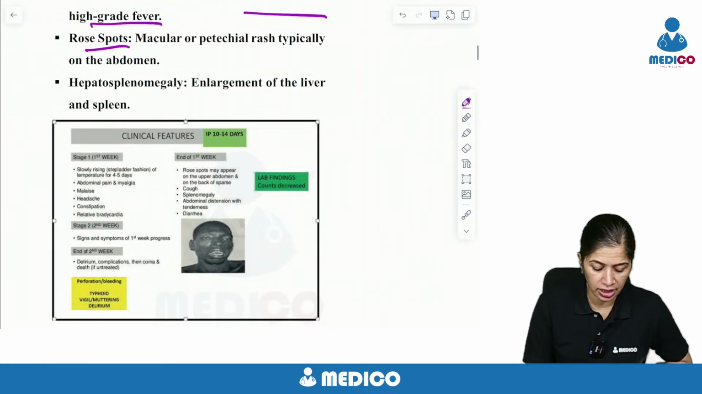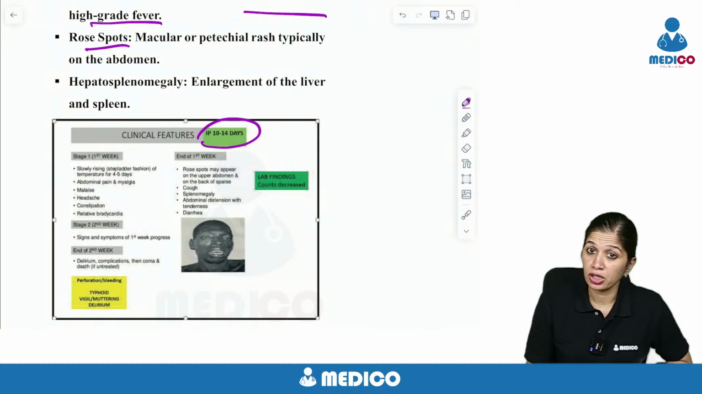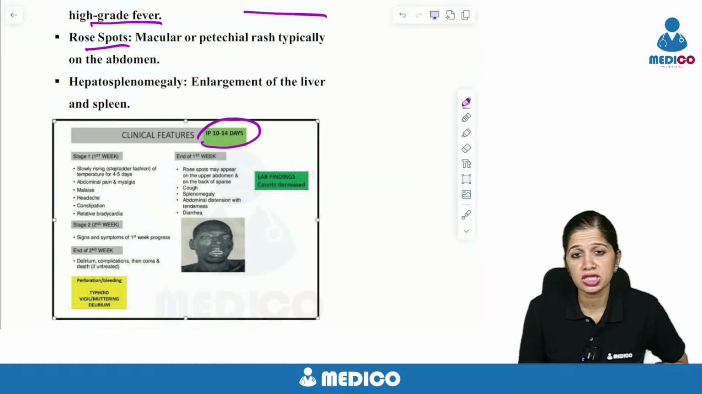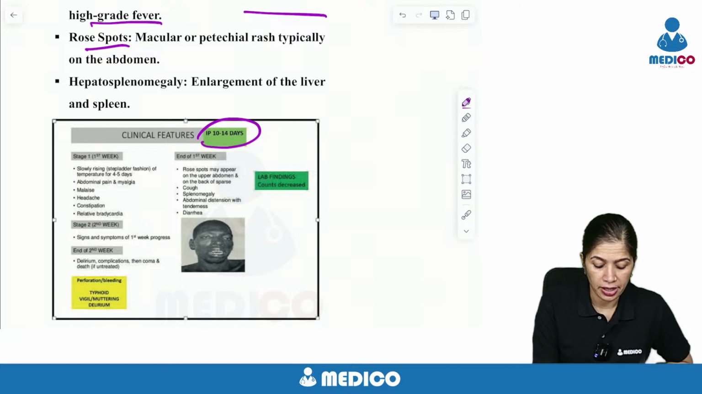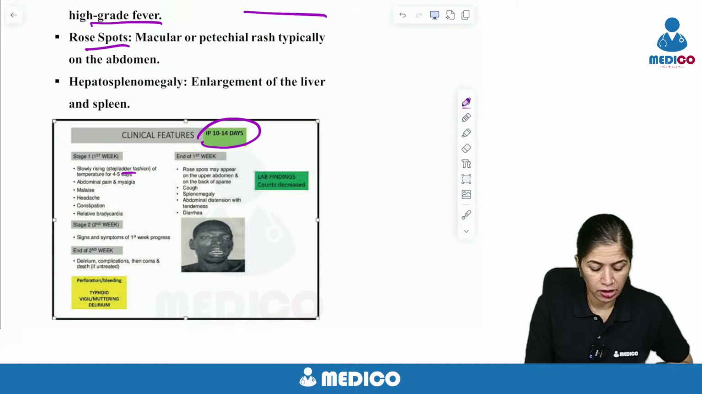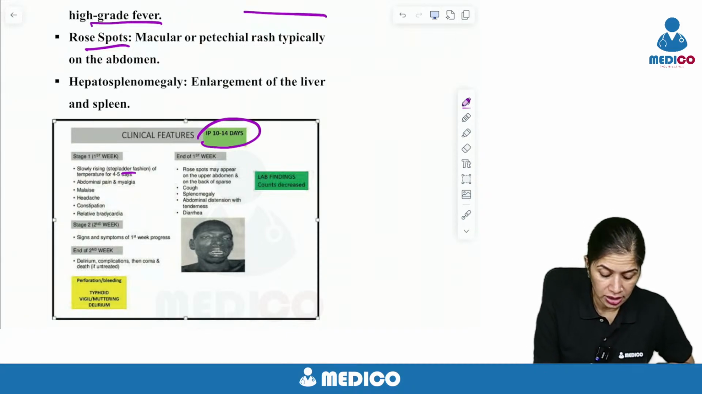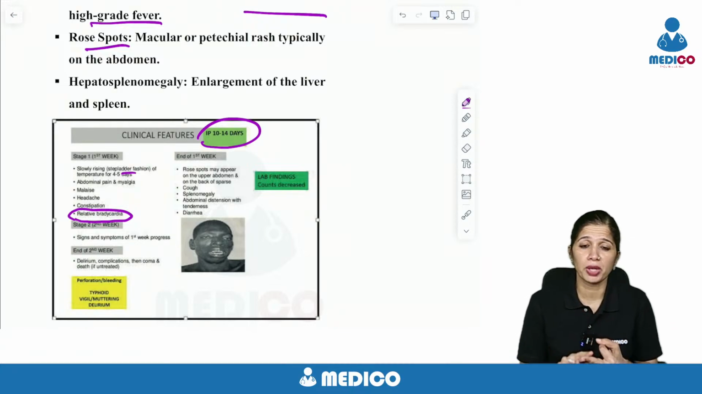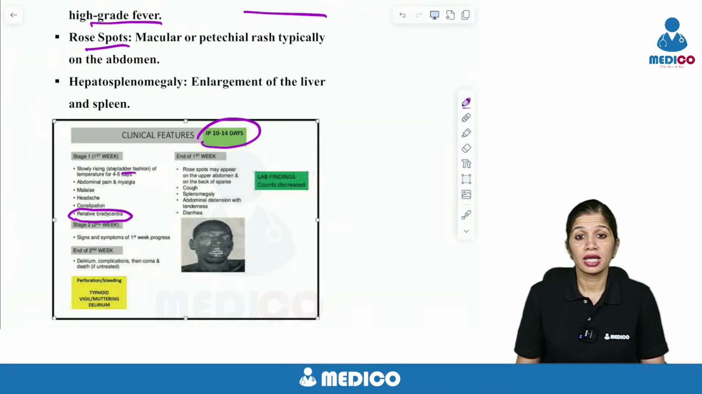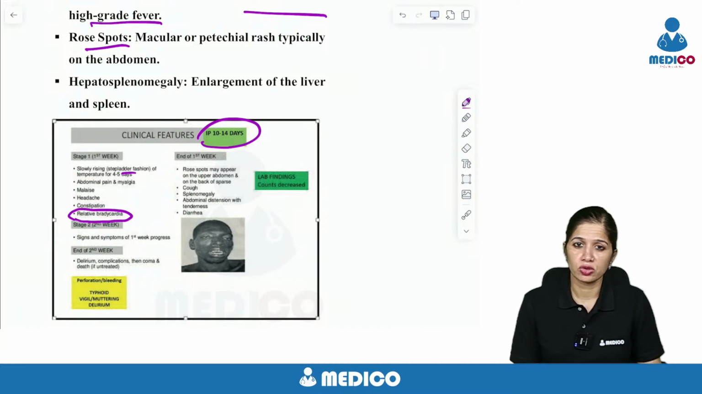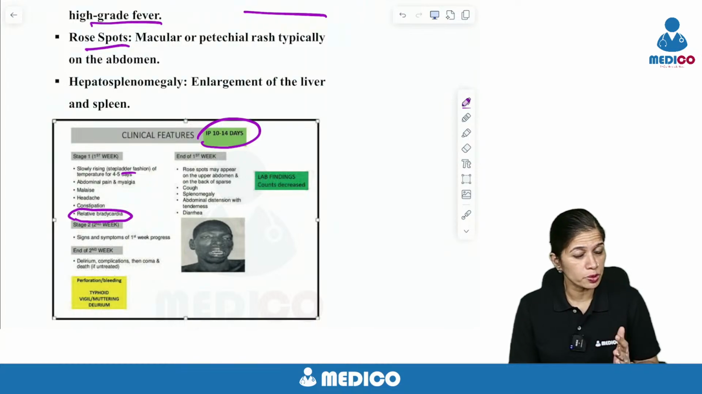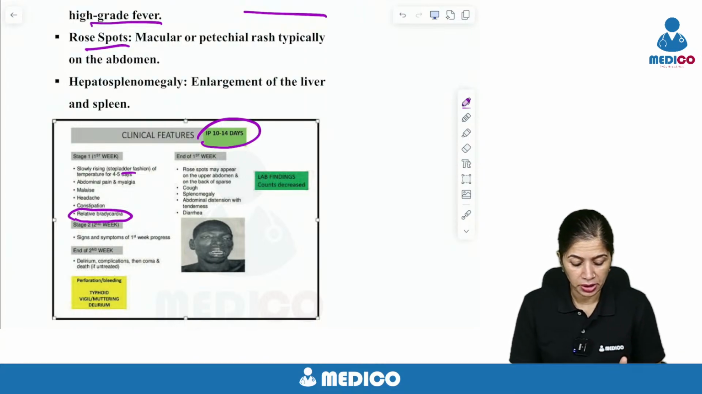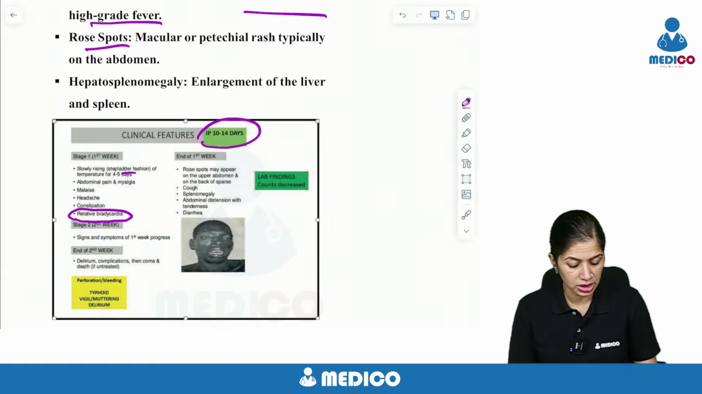So if you look at the clinical features, an incubation period of 10 to 14 days will be there, and usually in the first week the patient develops stepladder pyrexia, abdominal pain, constipation, some degree of malaise, headache, and relative bradycardia. So headache, malaise, constipation, stepladder pyrexia, relative bradycardia, all these are pointers towards typhoid. And by the end of the first week, there will be the appearance of rose spots, there will be diarrhea and some degree of splenomegaly and abdominal distension.